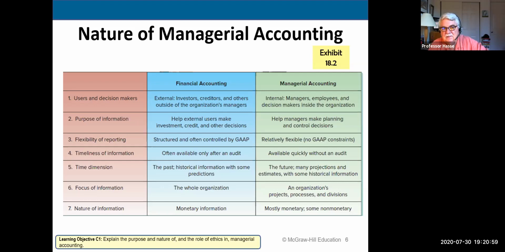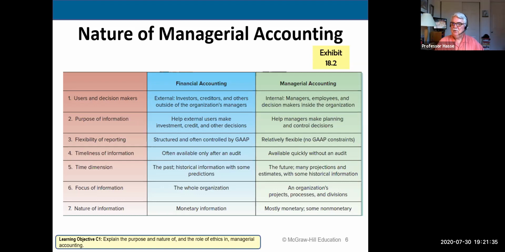And the nature of the information, number 7. All the financial accounting information is in dollars, monetary. But managerial accounting is monetary, dollars, but also non-monetary. For example, variances, differences between budget and actual, percentages. We are at 100% of budget, or we're at 90% of budget. Percentages are used a lot in managerial accounting.